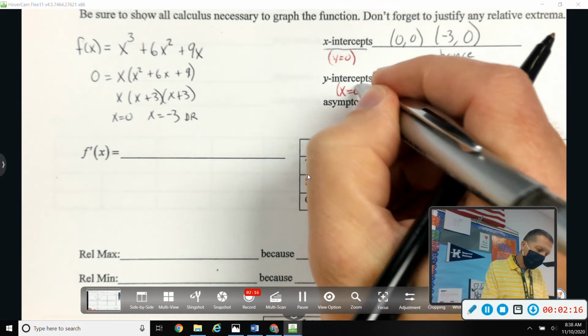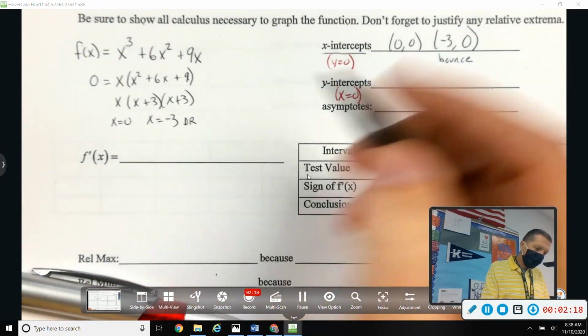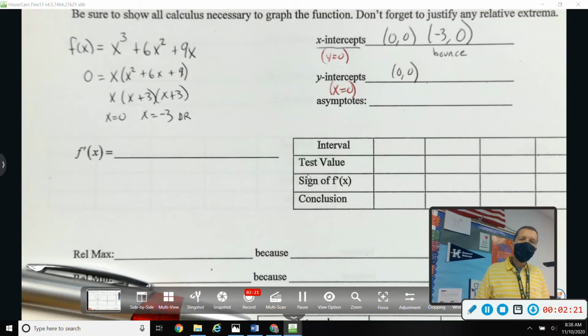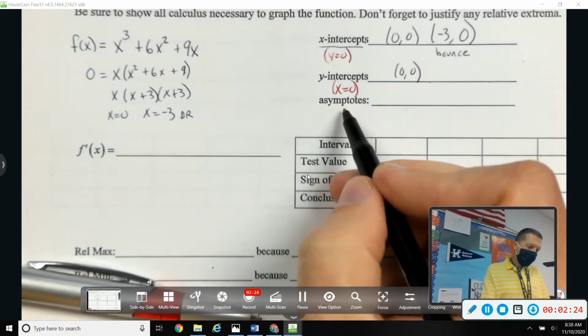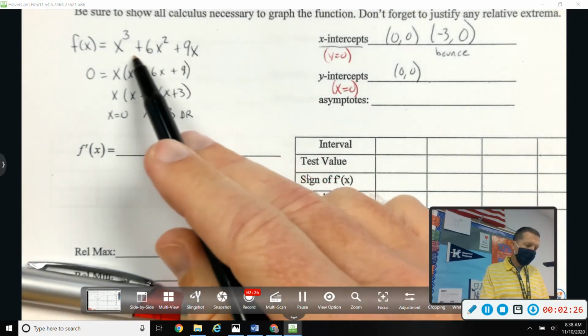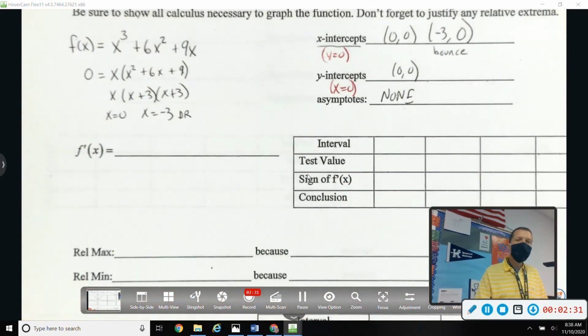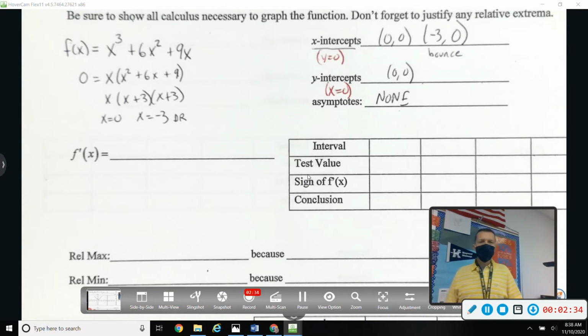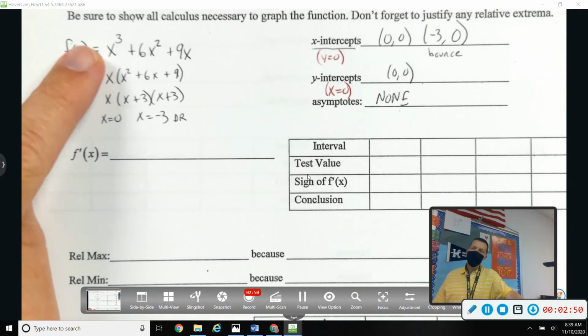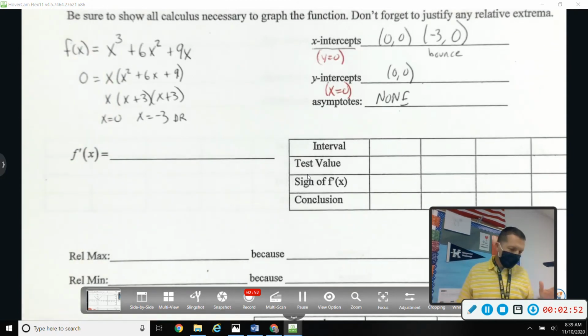Y-intercepts would be set x equal to 0. That's easy. That would just be 0, 0. Asymptotes. I don't think this thing has any asymptotes because that's a polynomial. So none on the asymptotes. So that's kind of where our pre-cal algebra 2 reasoning would stop. We would plot those points. We would know it's a bounce. We'd probably have to plot some more points in there to get a feel for what it looks like. Although it's x cubed, so maybe we've done enough of those to have a good enough feel.